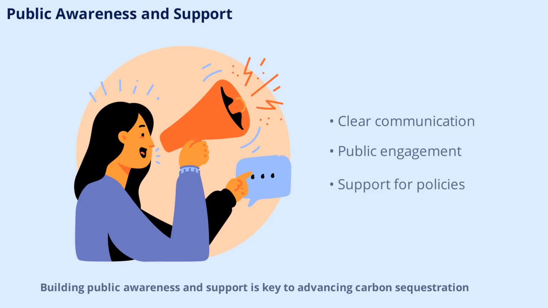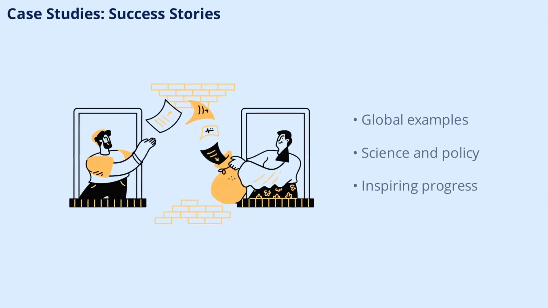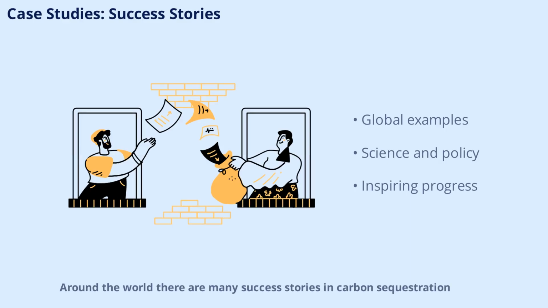Building public awareness and support is key to advancing carbon sequestration. Clear communication about the benefits, challenges, and opportunities helps foster understanding and engagement. When people are informed, they are more likely to support policies and participate in local projects. Around the world, there are many success stories in carbon sequestration. From large-scale reforestation in Asia to innovative CCS projects in North America, these examples show what's possible when science, policy, and community come together. Learning from these successes can inspire new projects and drive further progress.